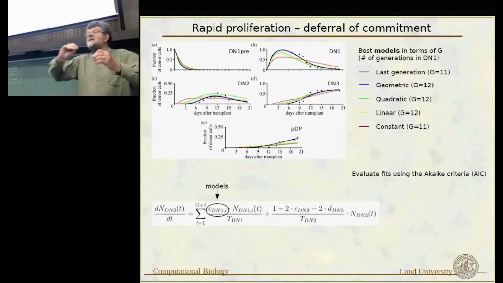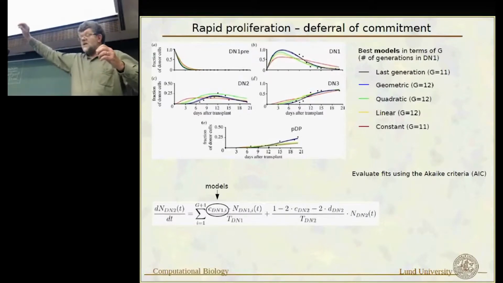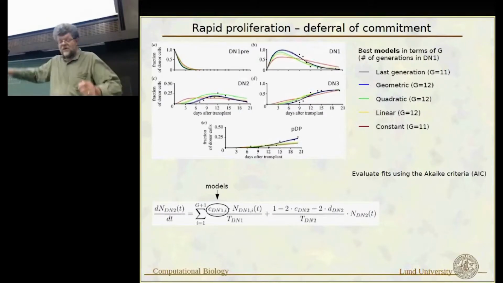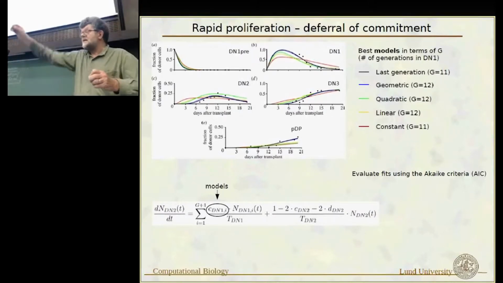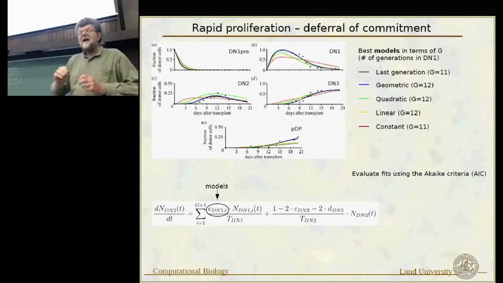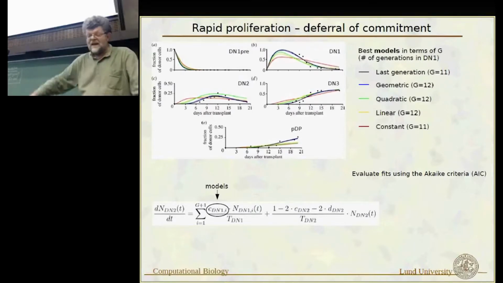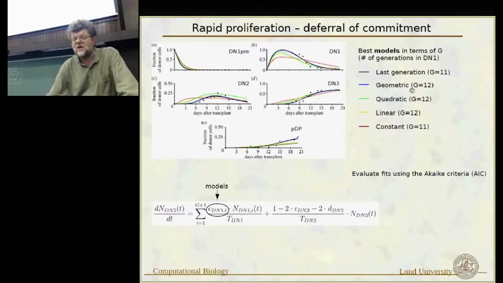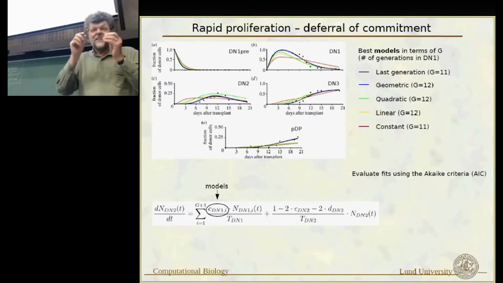You can have a linear relation, such that you commit more and more linearly as you pass through the subcompartments. You can have a quadratic one, and you can have a geometric one, and you can go berserk and say only the last generation gives rise to commitment.